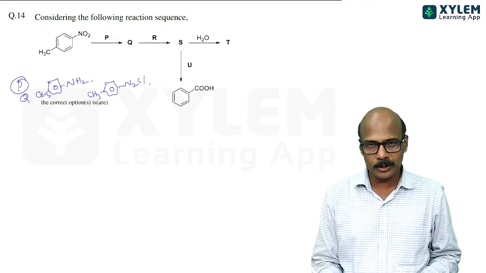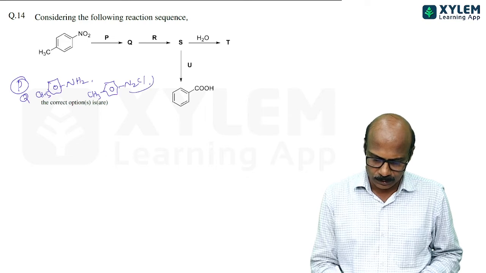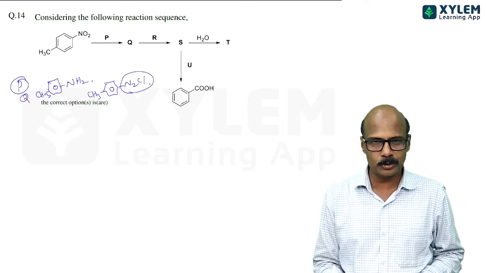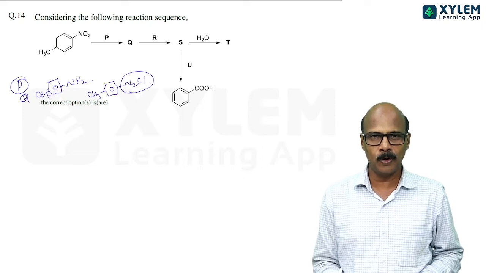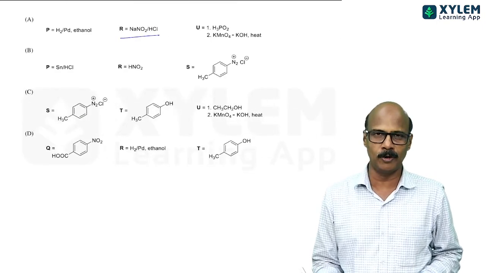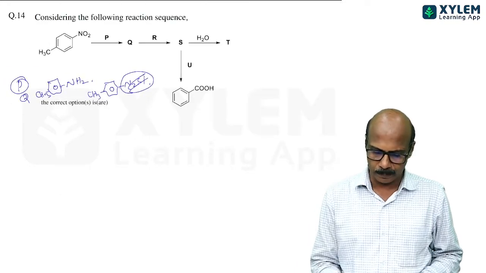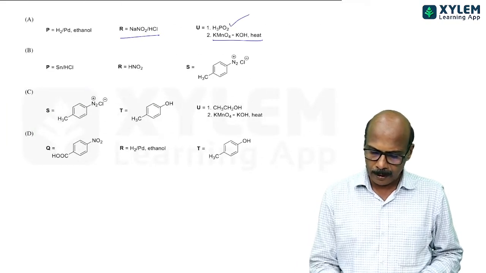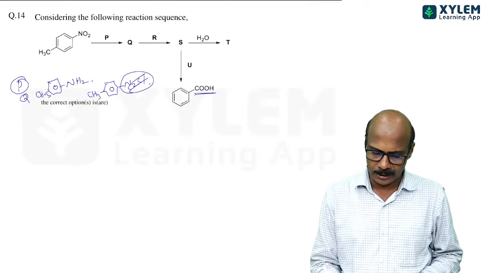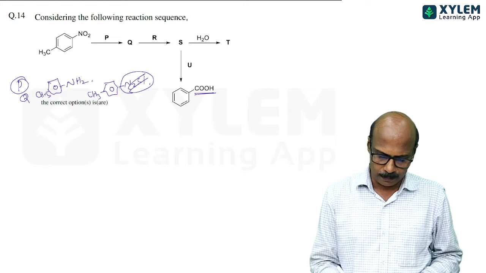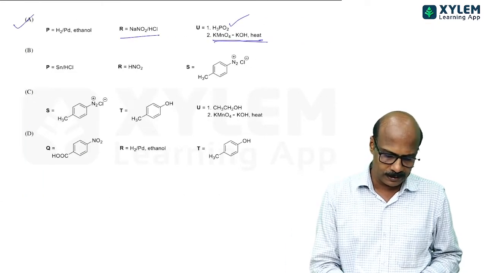So in order to get benzoic acid, what can you do? You can remove this N2Cl group. In order to remove the N2Cl group, you can take either H3PO2 or ethyl alcohol. So H3PO2 will remove the N2Cl group, and meanwhile alkaline KMnO4 solution will produce what? Benzoic acid group. CH3 can be oxidized to benzoic acid. So the first sequence given is correct.